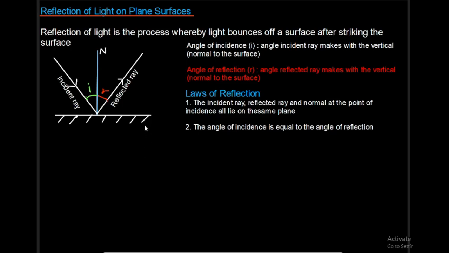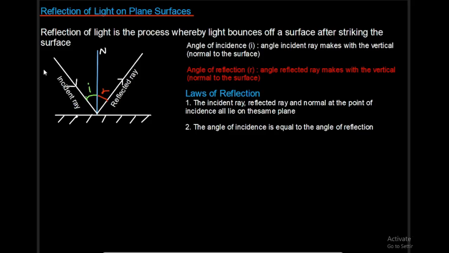In this video, we're going to be talking about reflection of light on plane surfaces. Now, reflection of light is the process whereby light bounces off a surface after striking the surface. This is what reflection looks like. We have a ray of light striking a surface and then bouncing off the surface afterwards.